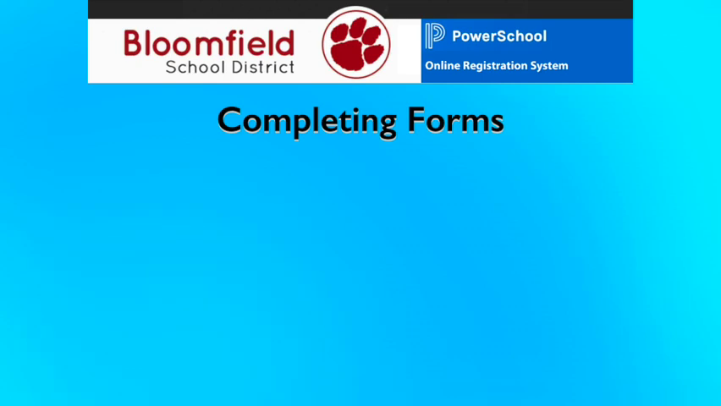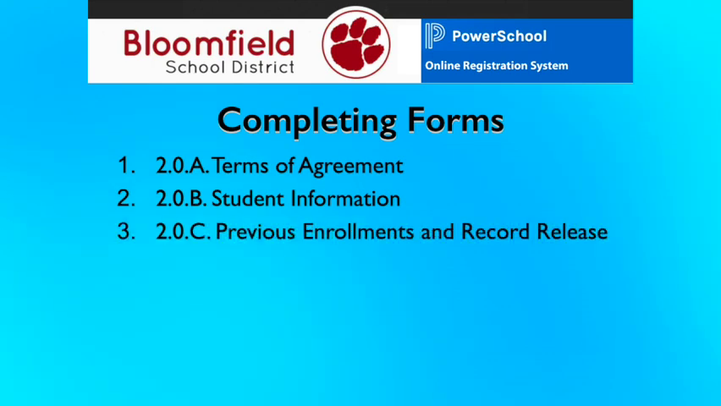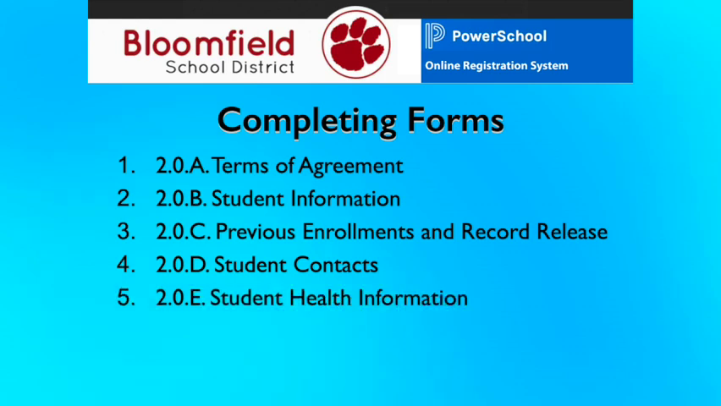When you click on the Forms link in the parent portal, you will see 6 forms you must complete and have approved to fully complete the registration process. 2.0a, Terms of Agreement; 2.0b, Student Information; 2.0c, Previous Enrollments and Record Release; 2.0d, Student Contacts; 2.0e, Student Health Information; 2.0f, Home Language Survey.